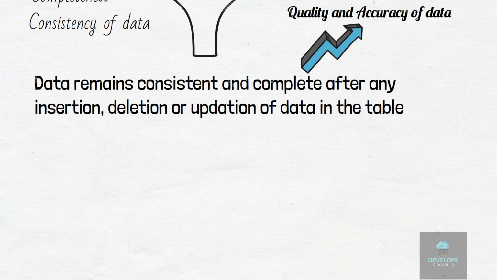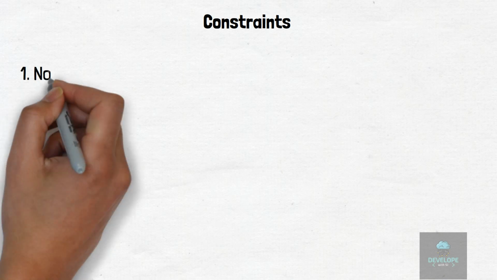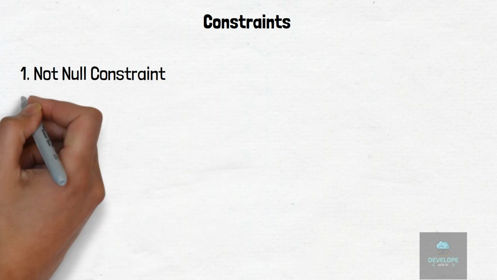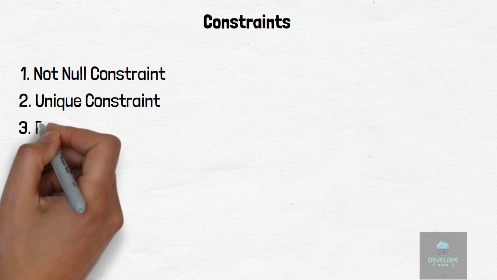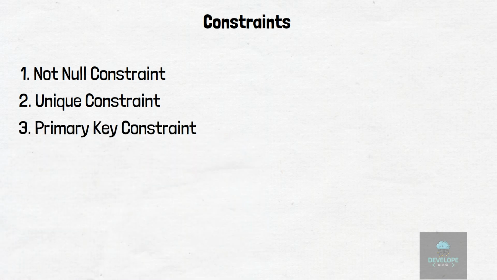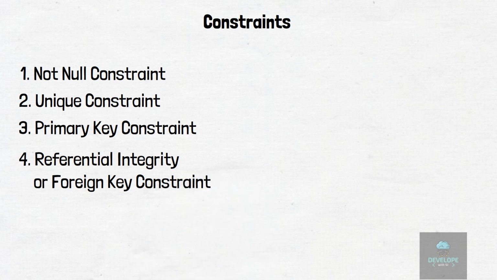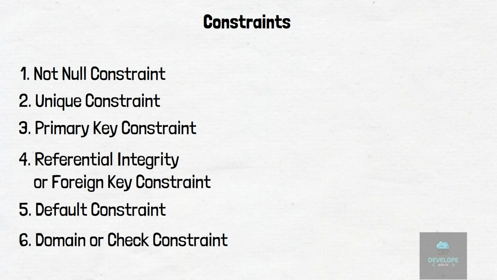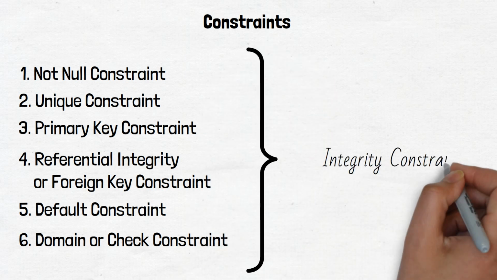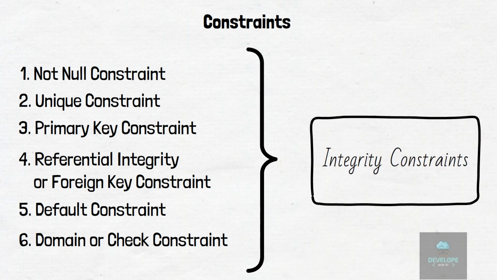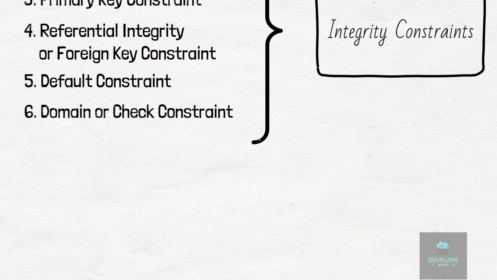To ensure this, we need to apply different constraints on the columns of a table, such as not null constraint, unique constraint, primary key constraint, referential integrity or foreign key constraint, default constraint, and domain or check constraint. All these constraints are generally known as integrity constraints. Now, let's discuss these constraints in detail.